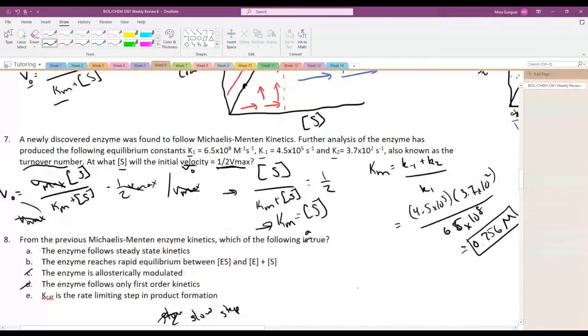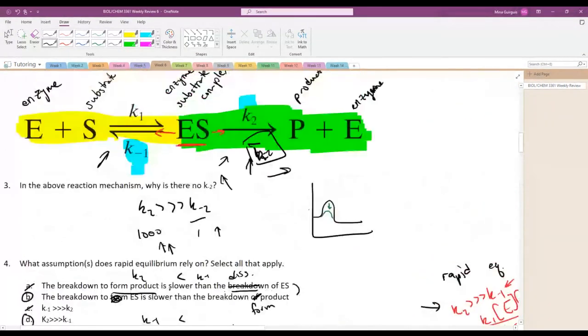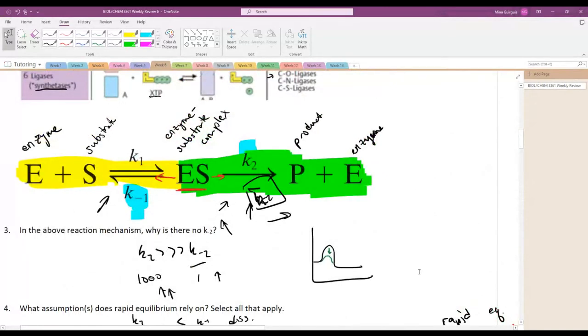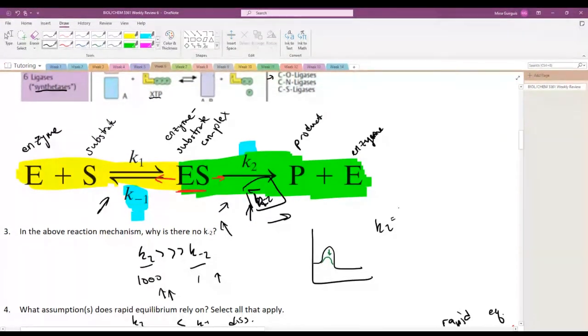Okay, I realize now, back up here, I should have talked more about this. So we're going to pause this question for a moment because I never explained this fully. We ignore K-2 in order because it's so small. So we say that K2 is equal to, like I wrote down there, the turnover number.